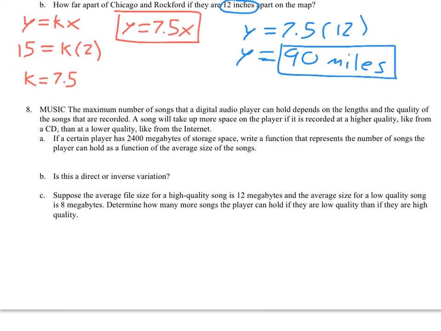Okay, the maximum number of songs that a digital audio player can hold depends on the lengths and the quality of the songs that are recorded. A song will take up more space on the player if it is recorded at a higher quality, like from a CD, than at a lower quality, like from the internet. So they don't tell us, but I can tell this is an inverse variation because if you think about it, direct means as one goes up, the other goes up. Inverse means as one goes up, the other goes down. So as the song quality goes up, the file size will probably go up, meaning the number of songs you can store will go down. So this is an inverse variation.